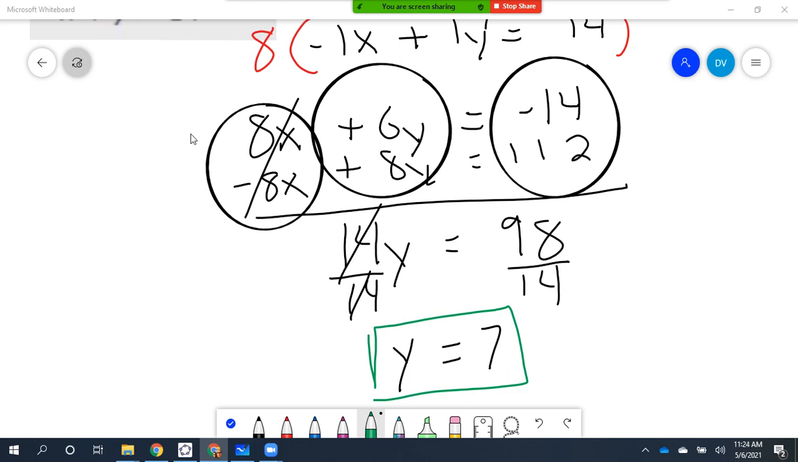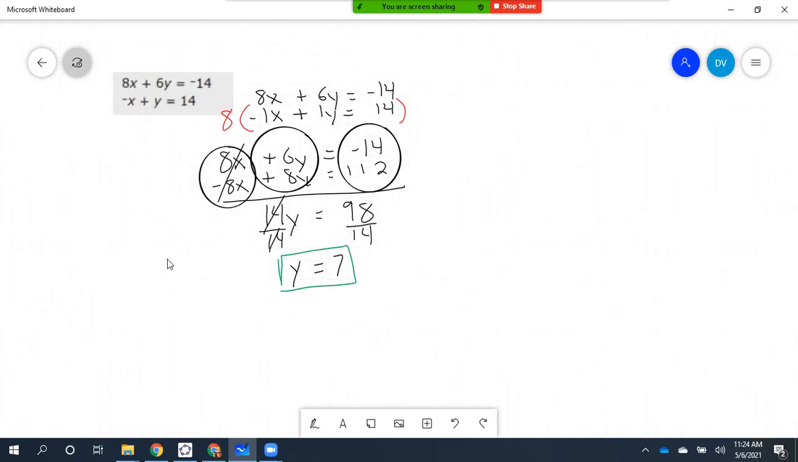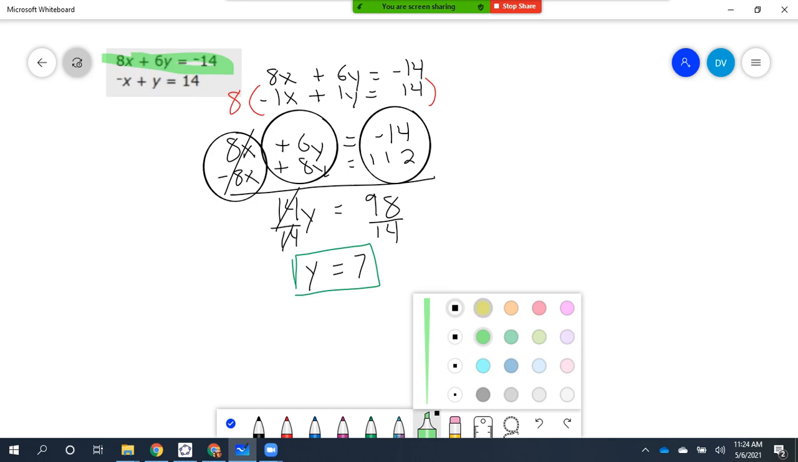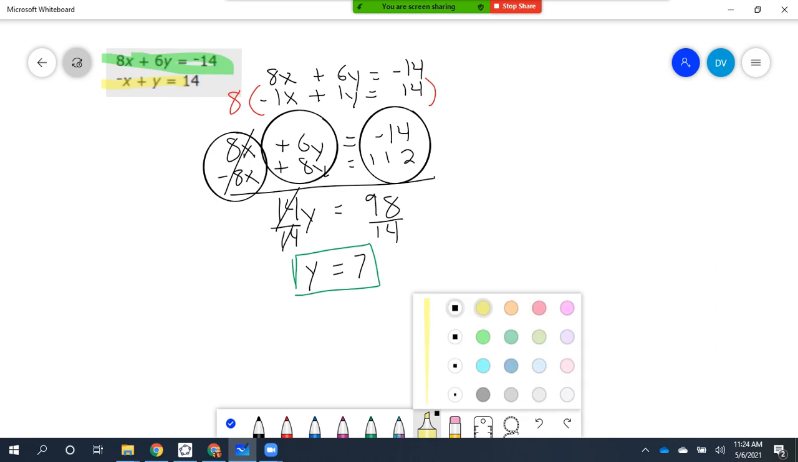But we also get to go back to our original two equations. Let me make it a little bit larger. I'm going to highlight one of them with green and the other one with a different color. We can pick whichever one looks easier to you. Green or yellow, anybody? The green one? Okay.